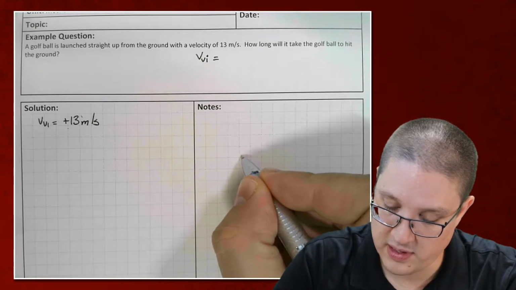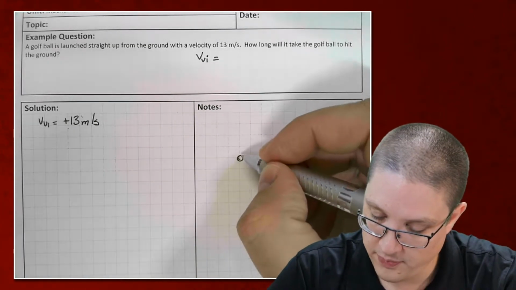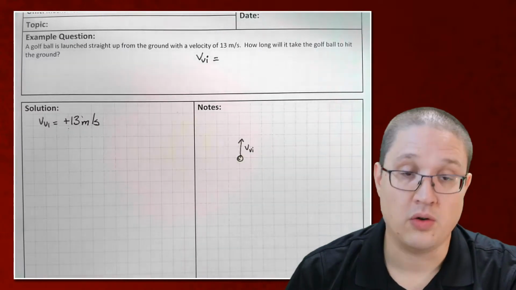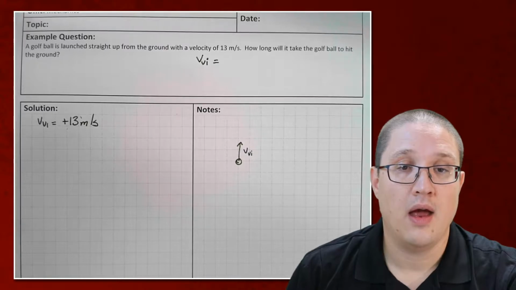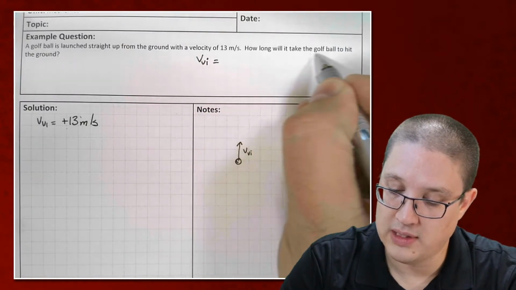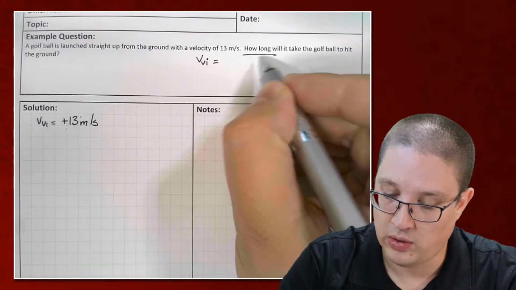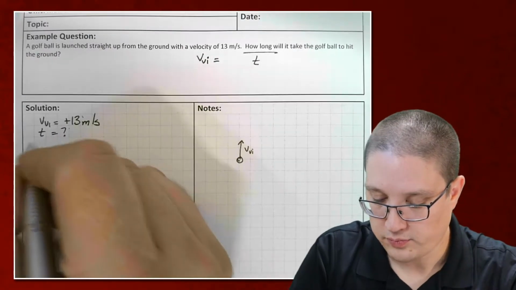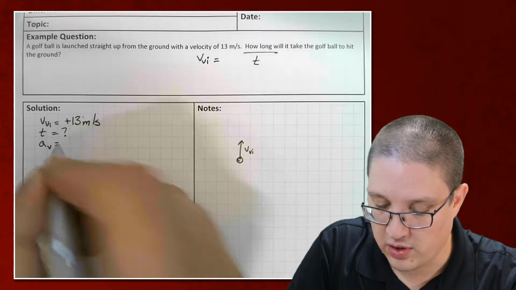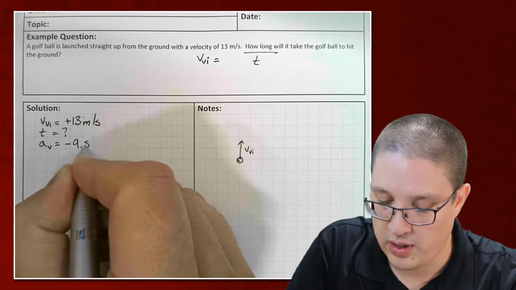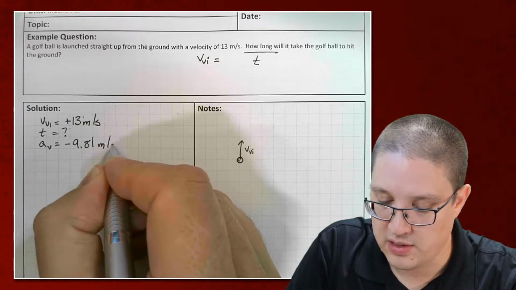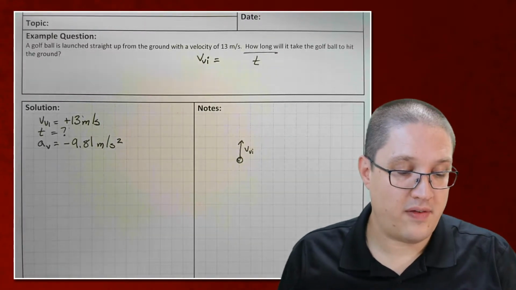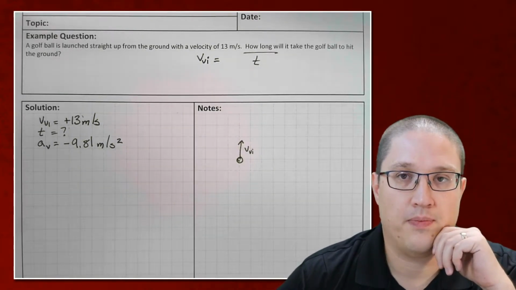So if I have this projectile here, this ball, and it's being launched up with my initial vertical velocity, I'm asking for how long will it take the golf ball to hit the ground? How long is a time? So I'm looking for a time. And I also know that my vertical acceleration is negative 9.81 meters per second squared. So I have two ways that I can do this.